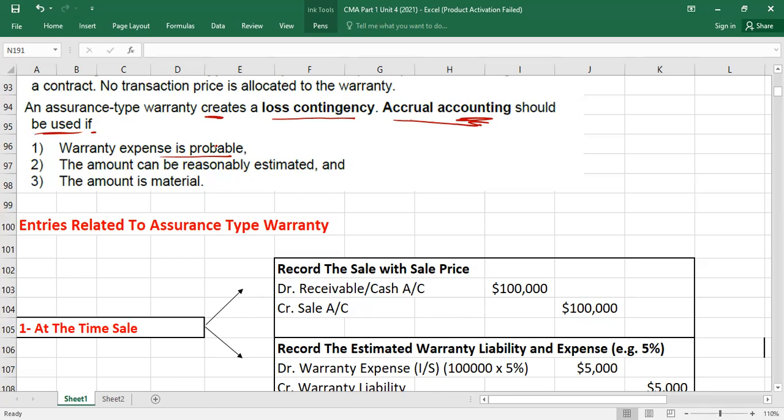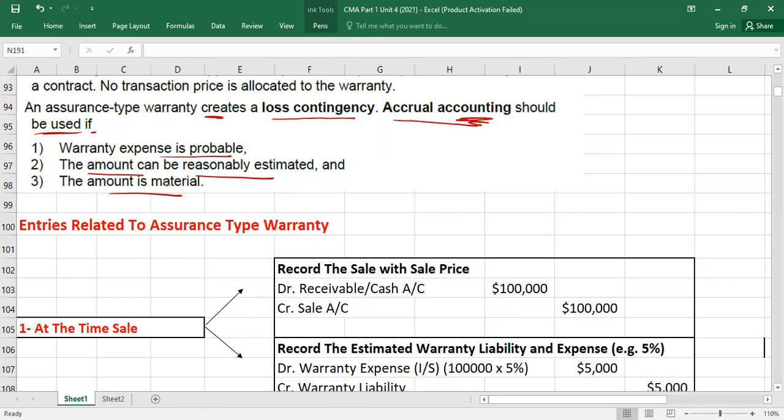High chances, highly likely. Second is what? The amount can be reasonably estimated. How can you estimate the amount of warranty? That is, how many customers will come to claim the warranty? You can estimate the values by using your past experience, because you are selling goods every year, right? You have past experience, and from that experience, you can get the average percentage of customers who will come to claim the warranty, right?